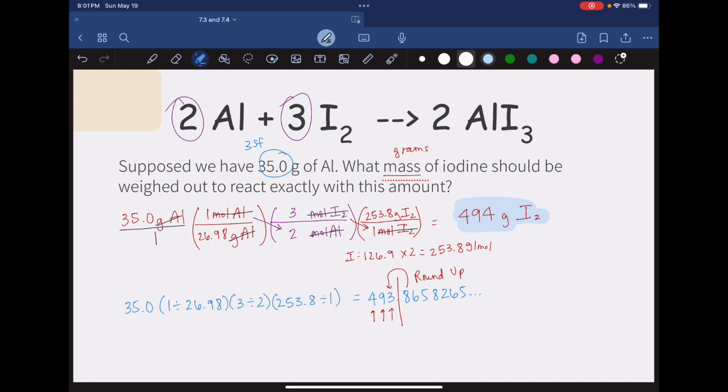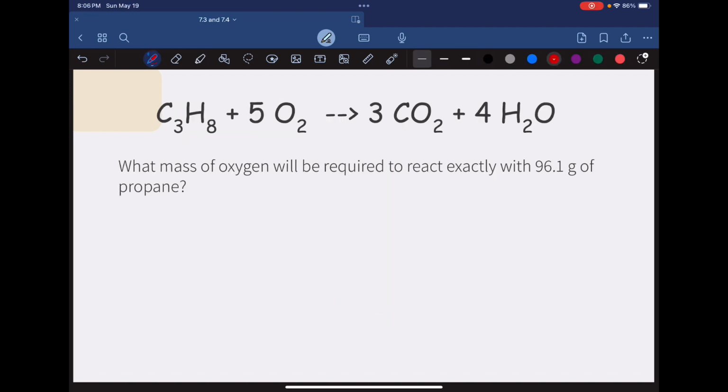Now that we know how to do these calculations, you will always need a unit and the compound with the number. Here's the equation from the warm-up, and the question is, what mass of oxygen will be required to react exactly with 96.1 grams of propane? So we will begin with our 96.1 grams of propane. Draw our line because we need to get to moles to get to our molar ratio. So I'm going to put grams of C3H8 here at the bottom and 1 mole of C3H8 at the top.